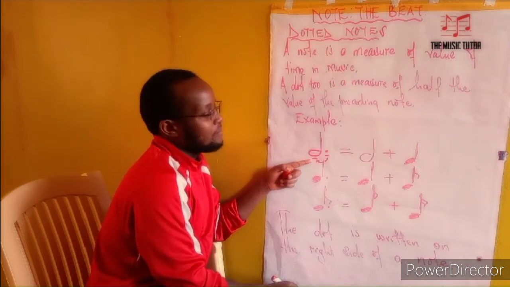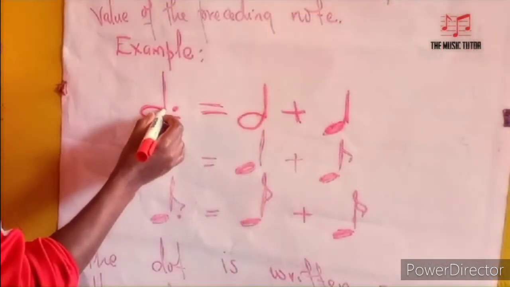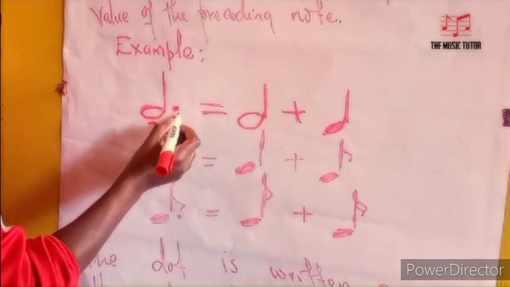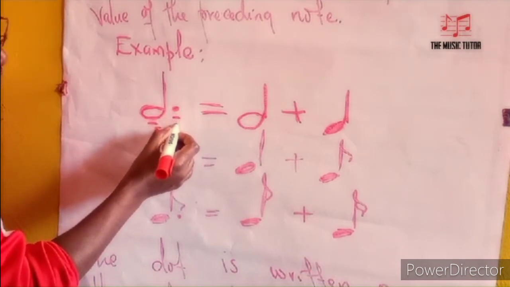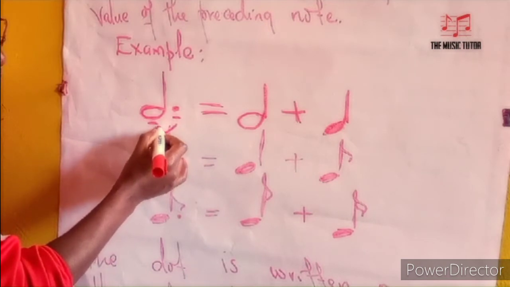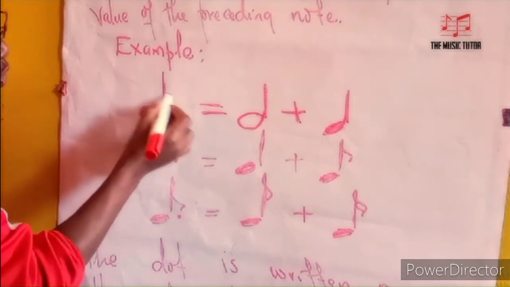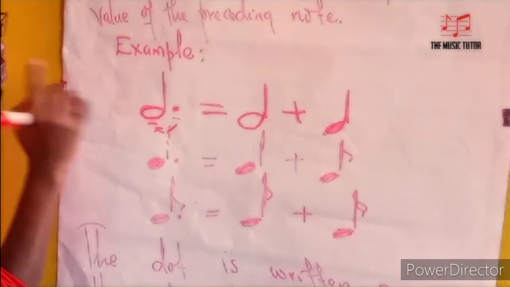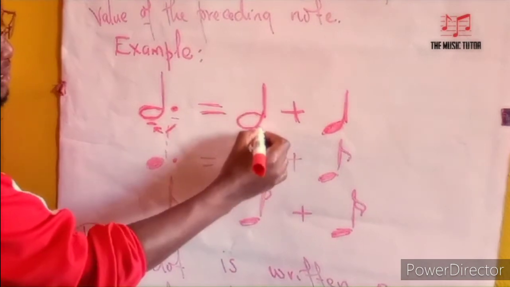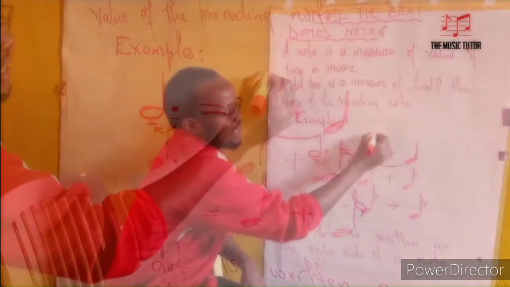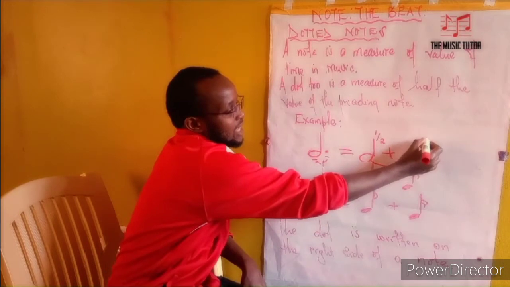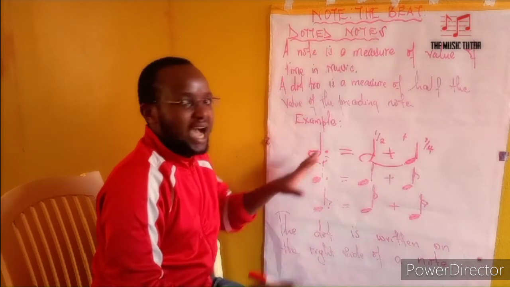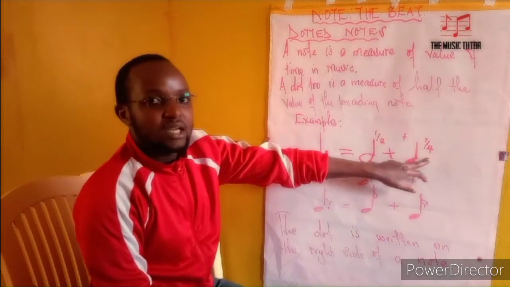Meaning, when we insert a dot, we insert it on the right side. This dot will take half the value of this minim, meaning the whole beat should be played equivalent to a whole minim and half the minim. That is half a note and quarter a note. So it should be played half a note and a quarter a note.